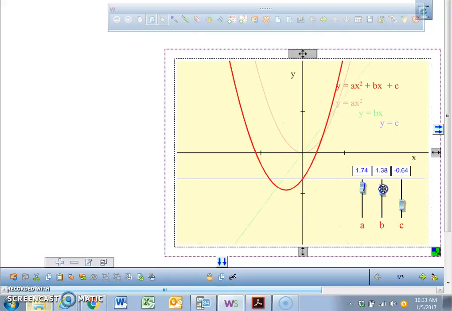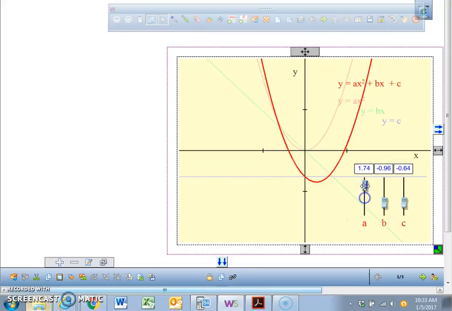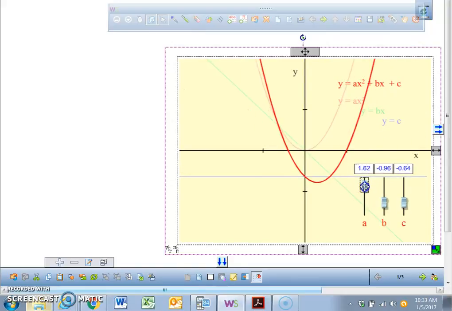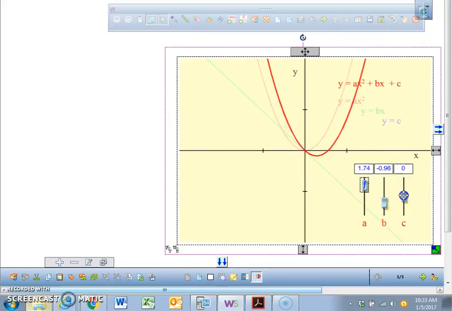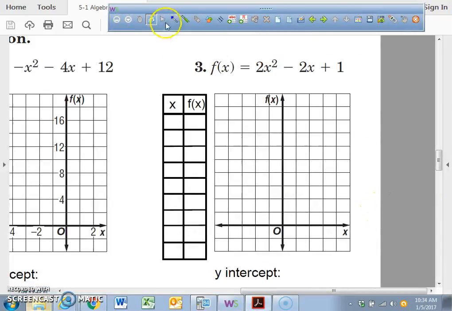So this goes up and down. This is your linear term. This is your quadratic term right here. There's your quadratic term, and the c value is your constant. All right. So now we look at number 3.